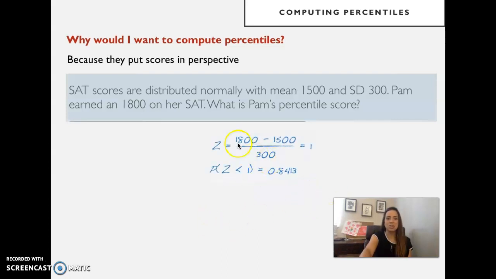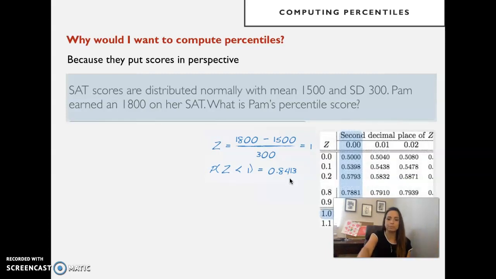What we can do is first compute the z-score, which is 1, and then compute the probability that z is less than that value, right? Isn't this what a percentile is? The probability that somebody reaches that score or lower. So it's the probability of having a z less than 1, which is 0.84. That means you're in the 84th percentile. You can expect 84% of people to score below that.